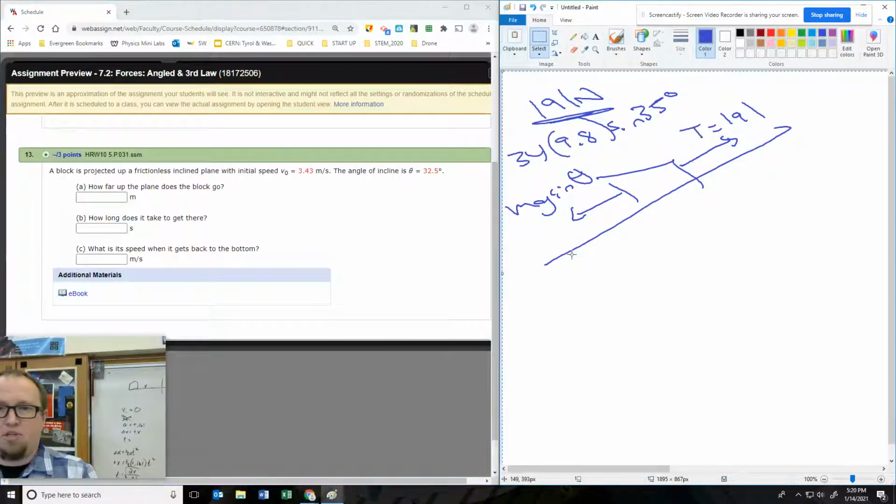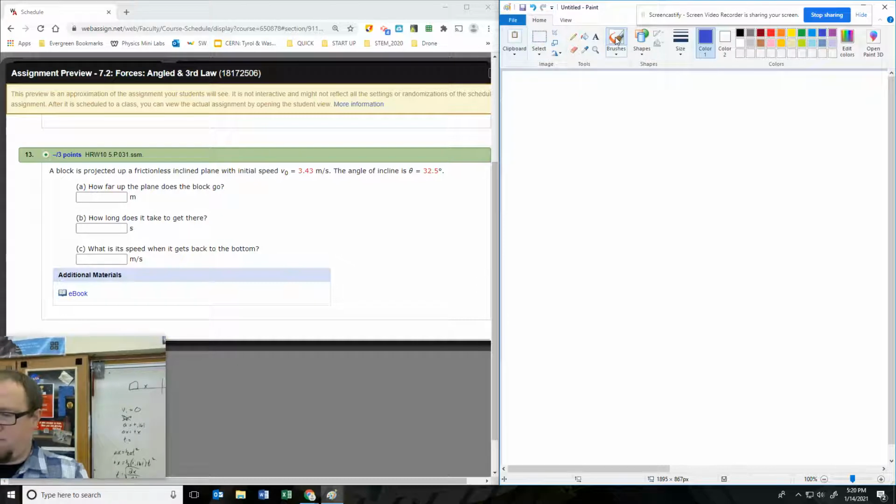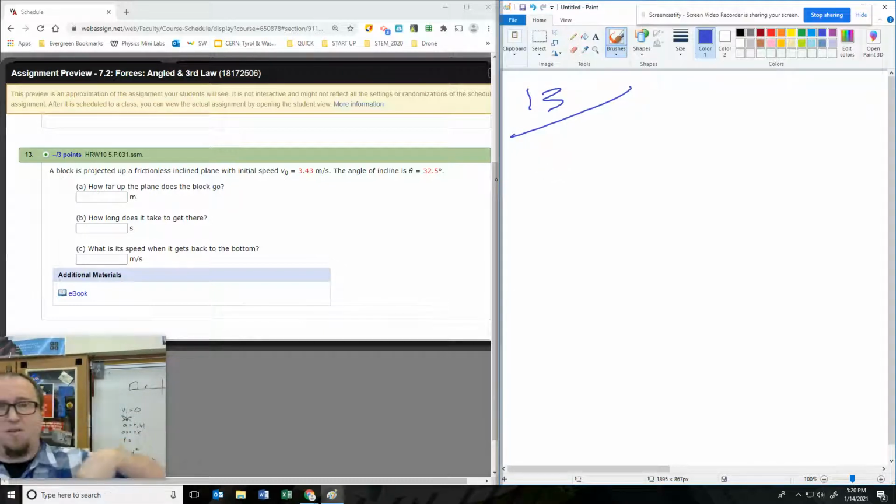Okay. Block is projected up a ramp. This is number 13. Block is projected up a frictionless inclined ramp with initial speed. How far up the ramp does it go? I don't know. How long does it take? I don't know. What's the speed when it gets back to the bottom? Same speed. Part C is the easy one. If it goes up and down and there's no friction, it'll have the same speed at the bottom. Part C is done. Part A, don't know.